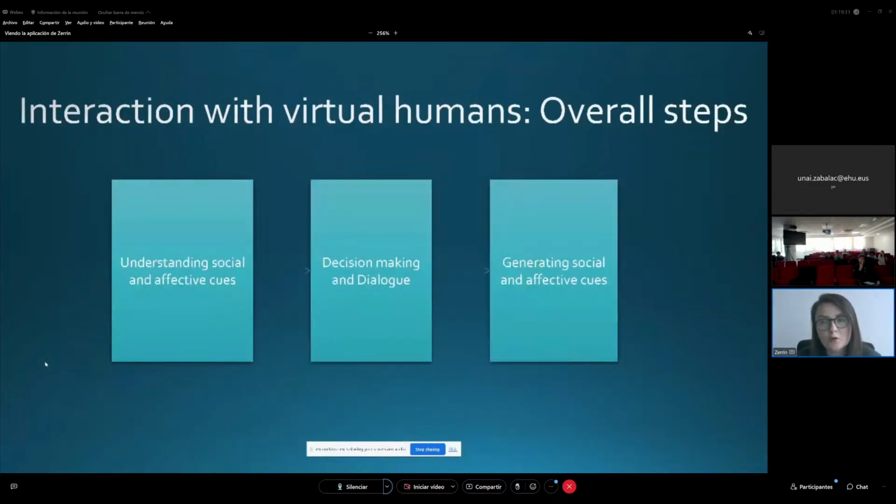If you look at the overall steps in interaction with virtual humans, on a very high level, we can talk about three different blocks. So the first block is understanding the social and affective cues. In the middle, we have the decision-making and the dialogue. And the last part is generating social and affective cues. So what I was talking about so far is only the last block, and there's a lot going on already in that area. But I have also been working on these first two blocks, understanding social and affective cues and decision making, and I want to show some examples of this.